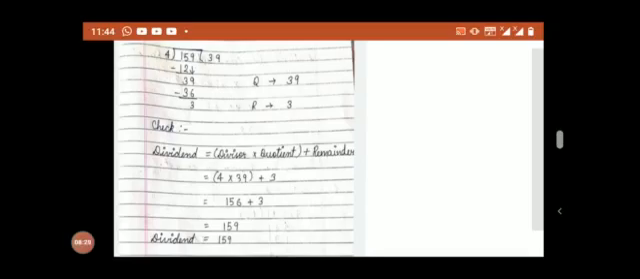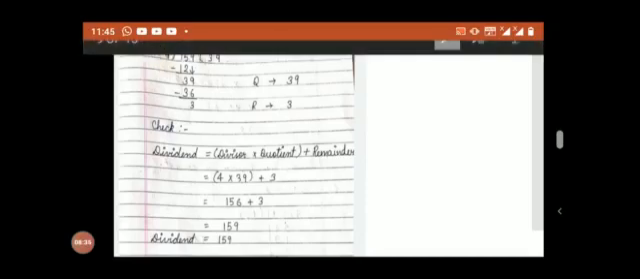159 divided by 4. Again we will divide this number. 4 into 3, 12. So 15 minus 12 we get 3. Now 9 will be downside. It became 39. Now we will multiply 4 into 9. We get 36. Now 39 minus 36, we get 3. 3 will be the remainder and 39 will be the quotient.